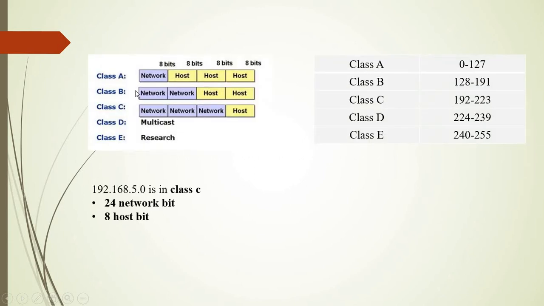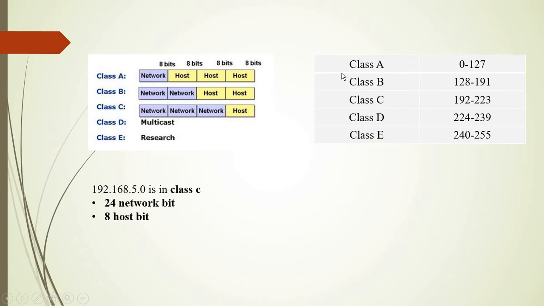Here let's take a look at the classes. We know that an IPv4 address is 32 bits, so in class A there are 8 bits for network and 24 bits for host. Class B has 16 bits for network and 16 bits for host. Class C has 24 bits for network and 8 bits for host.